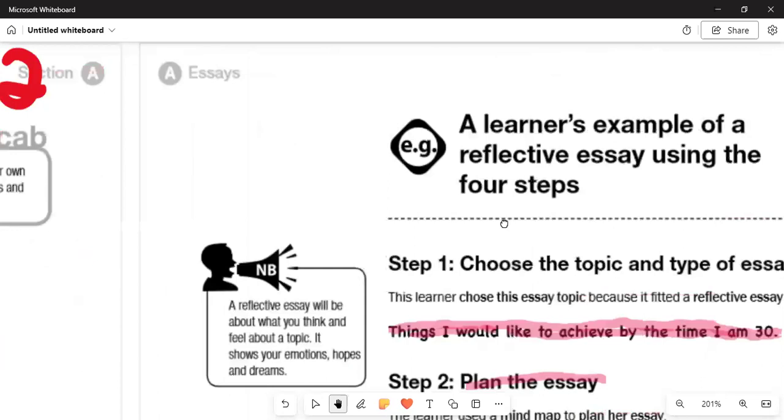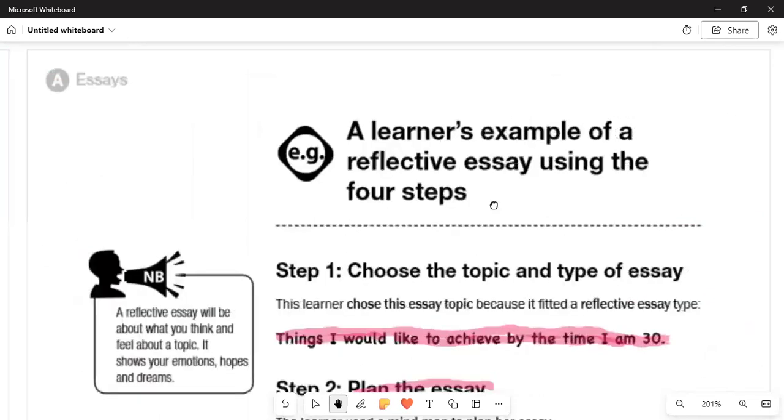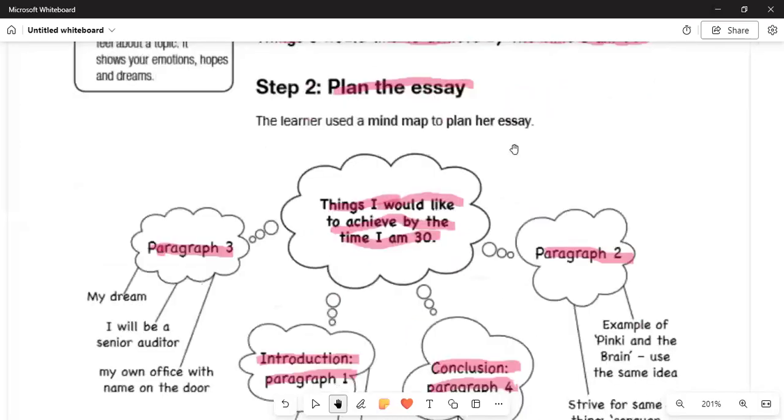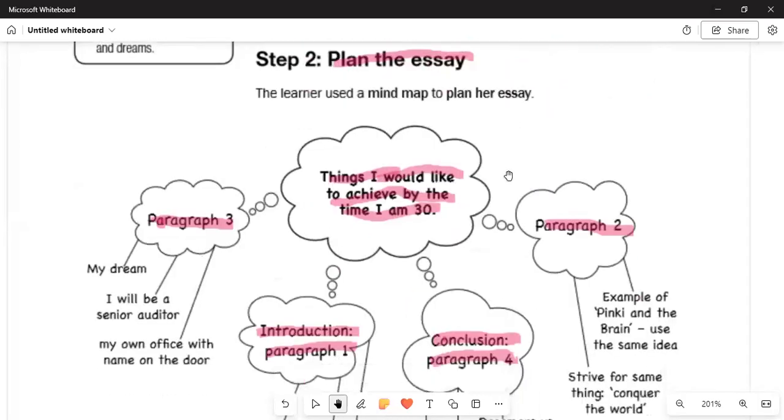We must understand the steps of writing an essay. You don't just write an essay, but you follow these particular steps. Now we are saying step number 1, you choose this particular essay, and if it is fitting, it will be a reflective essay, and the caption would be things I would like to achieve by the age that I am 30 as the topic. Remember that planning is given marks, it is allocated marks.